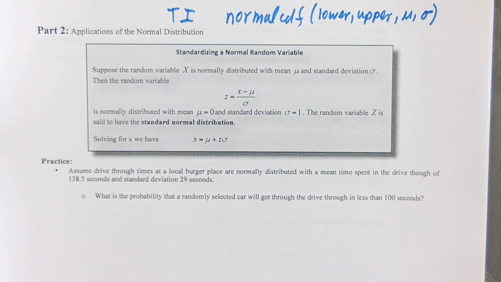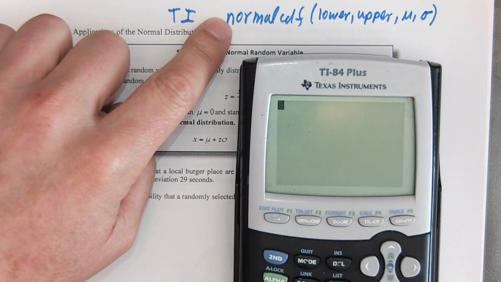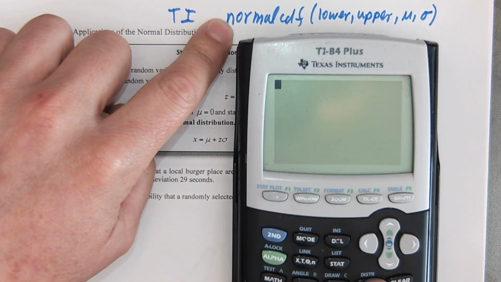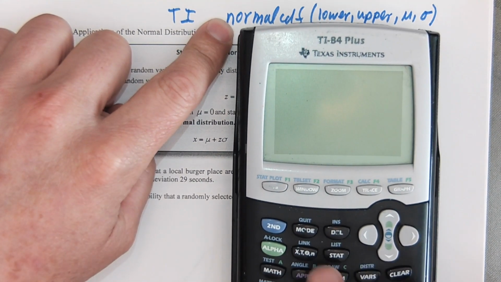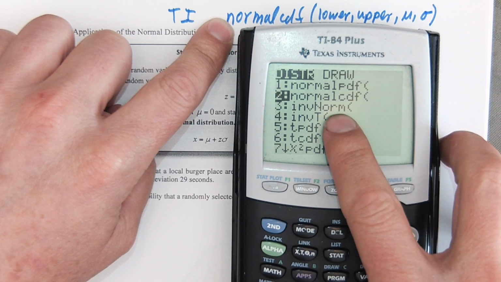Hey everybody. Today we're going to talk about applications of a normal distribution. Before we get started, I want to point out that on the TI, to get to a normal CDF, you're going to go to distributions, which is above the vars button. So second distribution. And we're going to be using a normal CDF as well as inverse norm here.